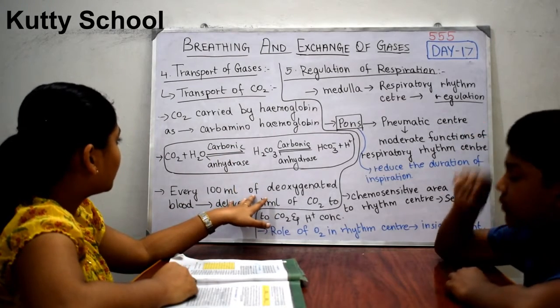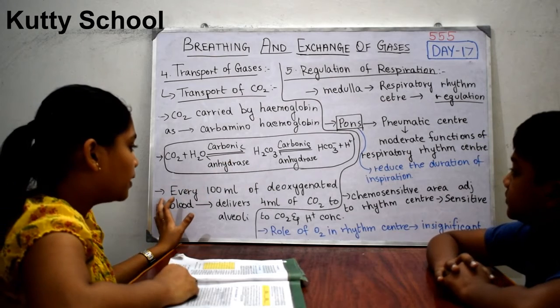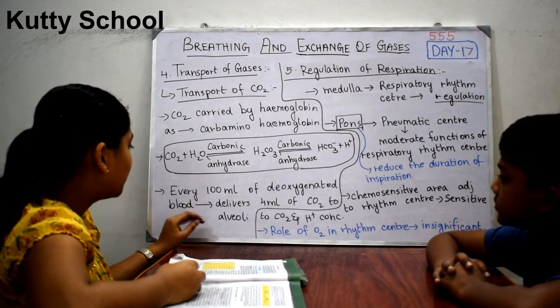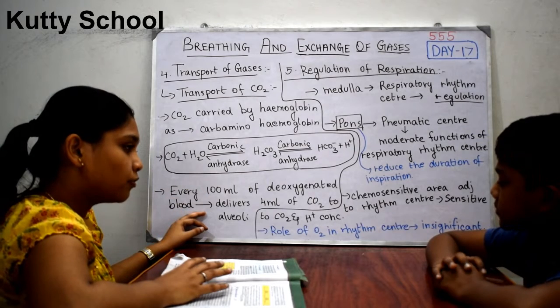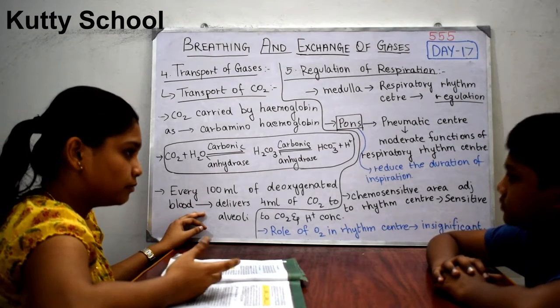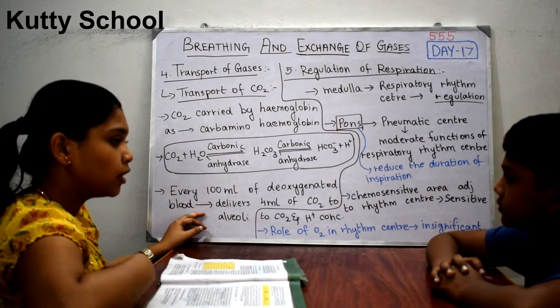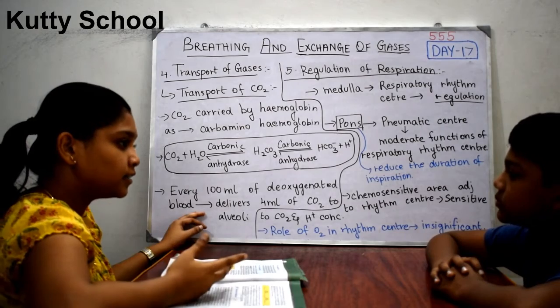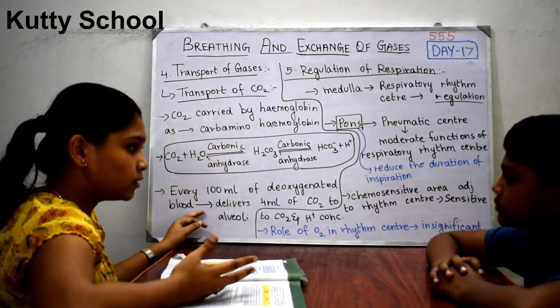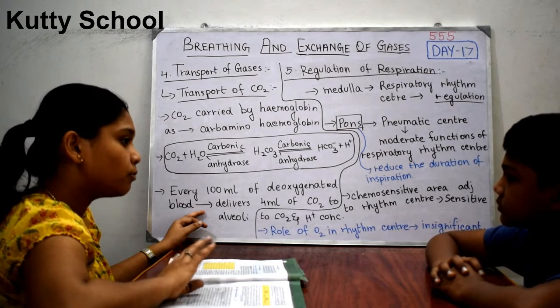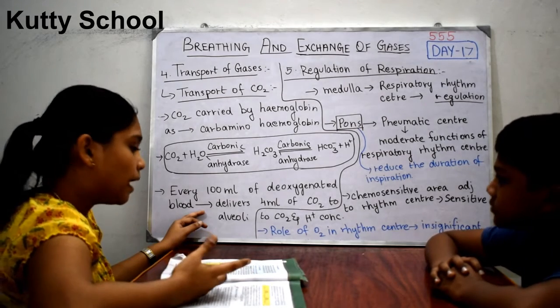So here, every 100 ml of deoxygenated blood can deliver 4 ml of carbon dioxide to the alveoli. Carbon dioxide travels from our tissues to the alveoli, where it is released and we exhale carbon dioxide. So every 100 ml of deoxygenated blood can deliver 4 ml of carbon dioxide to the alveoli.